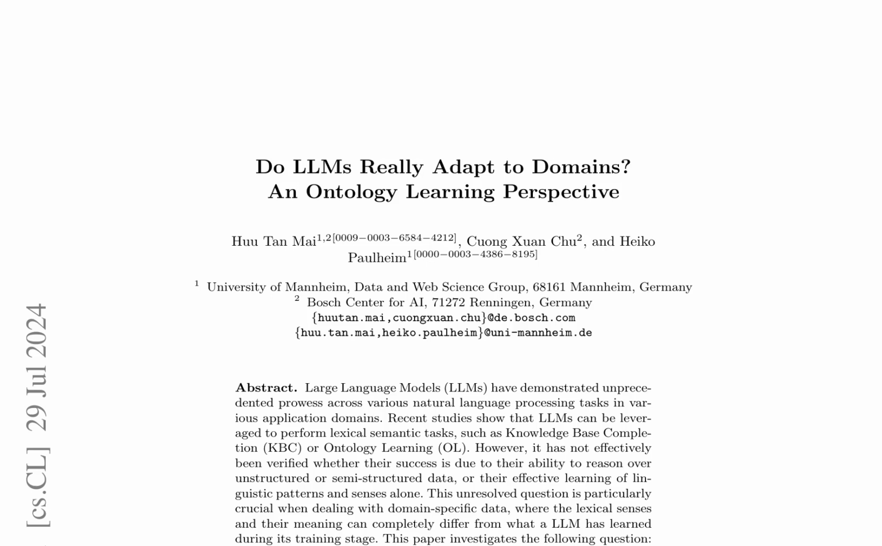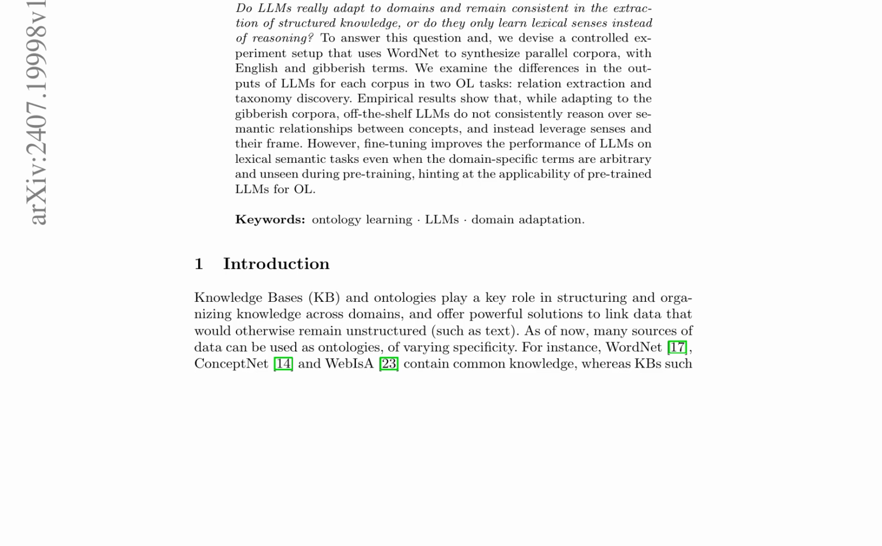The research paper explores the adaptability and generalizability of large language models, LLMs, in domain-specific tasks, particularly ontology learning. It questions whether LLMs truly adapt to domains and reason over semantic relationships or simply leverage lexical senses and their frames. A controlled experiment was conducted using WordNet to synthesize parallel corpora, including English and gibberish terms, for two ontology learning tasks: relation extraction and taxonomy discovery.